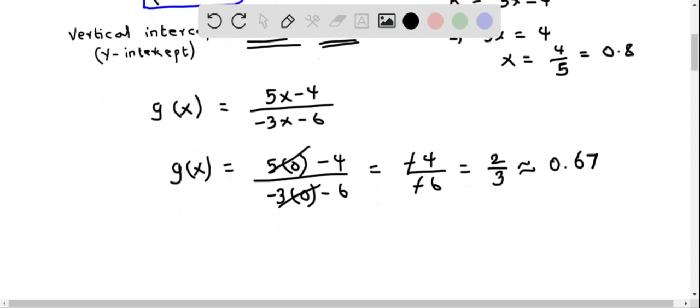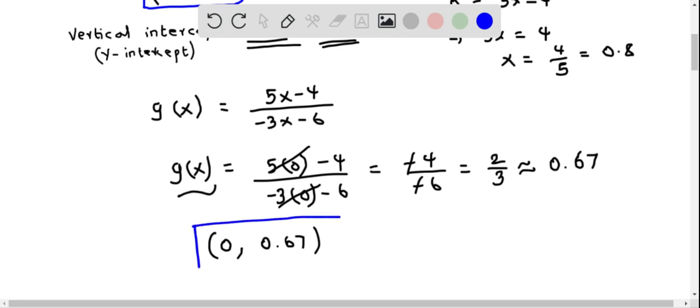So we will now put this in ordered pair form. Since for the vertical intercept x is 0, we put the x value 0 first and then put the y value, which is g of x here. So that is 0, 0.67, and we put this in brackets. And so this is the vertical intercept of this function g of x.